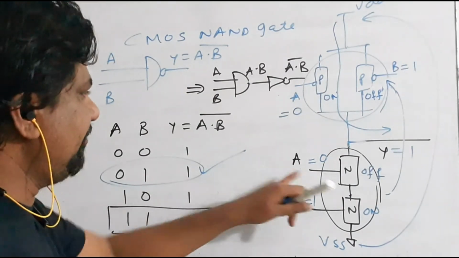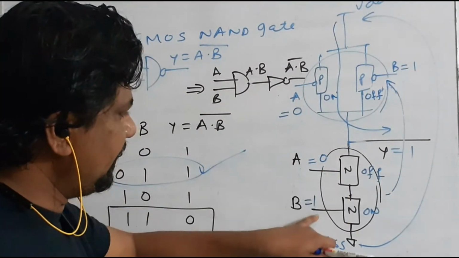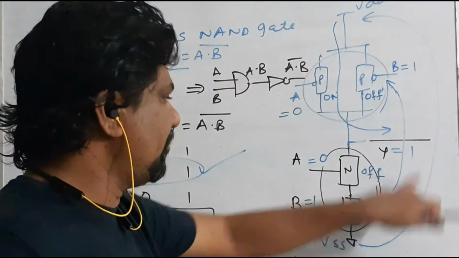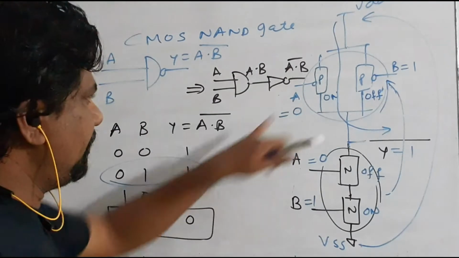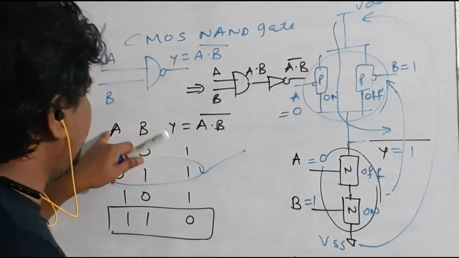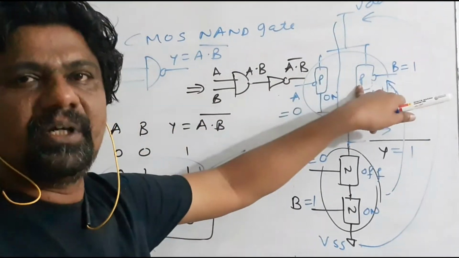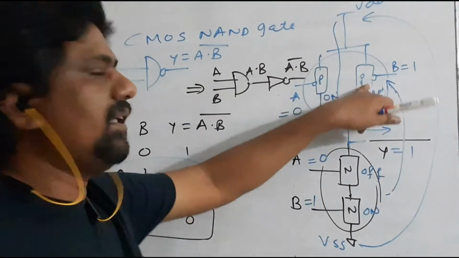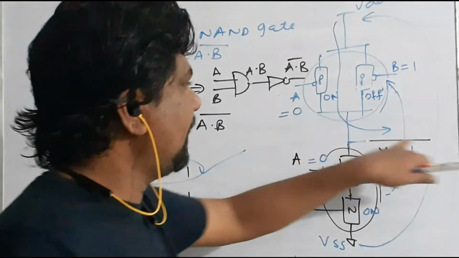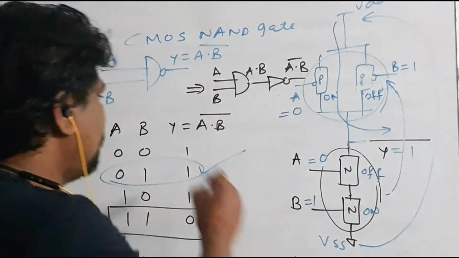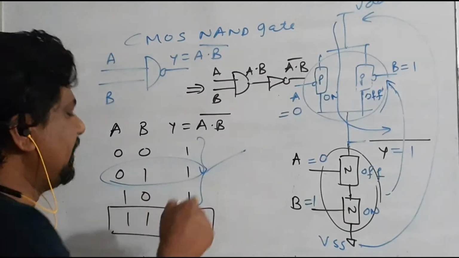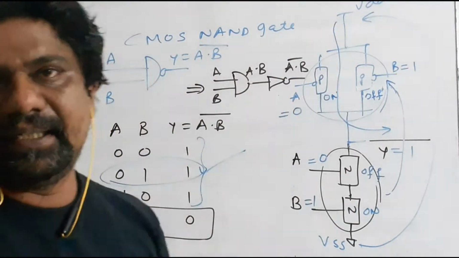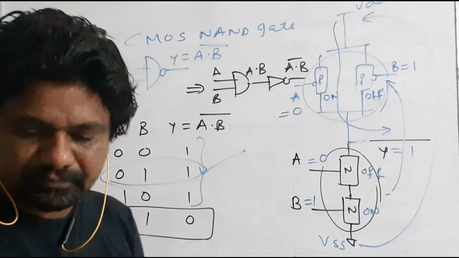Isn't it? Similarly, if I consider 1 1, the last combination, both switches are in on state, so Y is equal to 0, because both the PMOS switches are in off state. Whenever one of the inputs is 0, one of the PMOS will turn on. Both inputs are 0, both PMOS will turn on. Correct? And then I will get Y is equal to 1. So for the first three conditions, I am getting Y is equal to 1. For the last condition, I am getting Y is equal to 0. So this is nothing but the CMOS NAND gate.